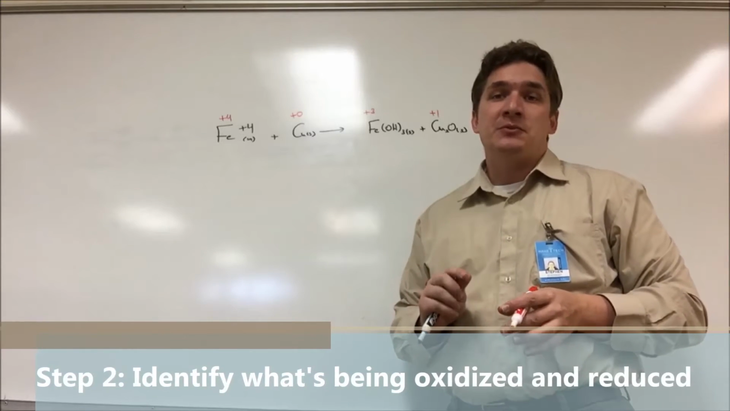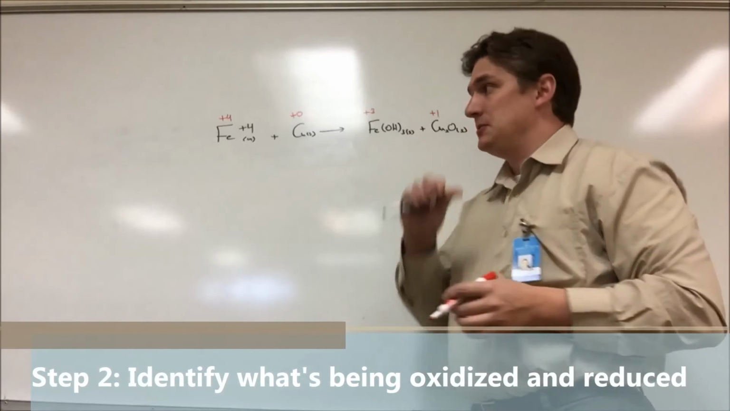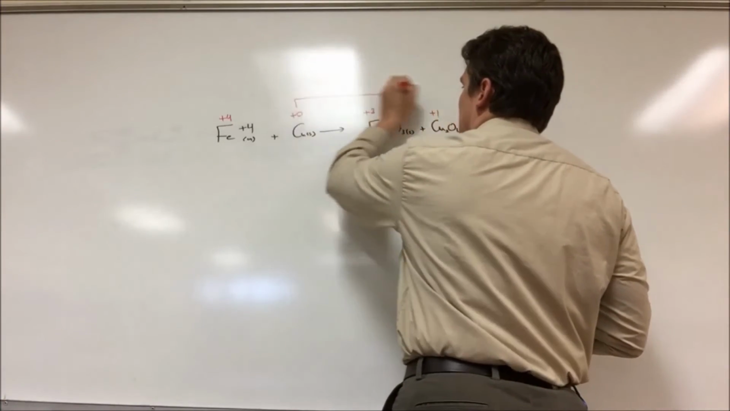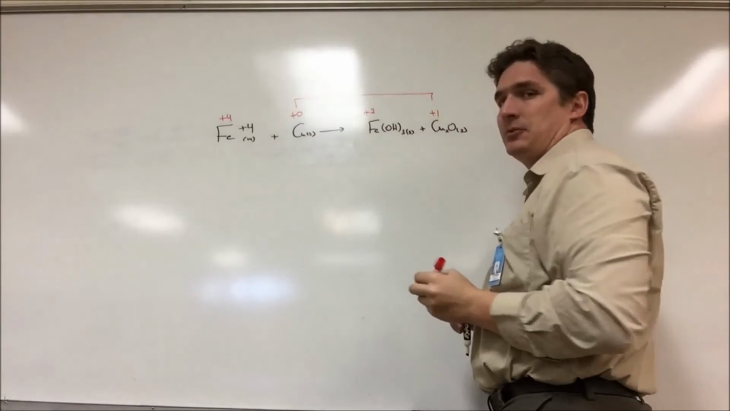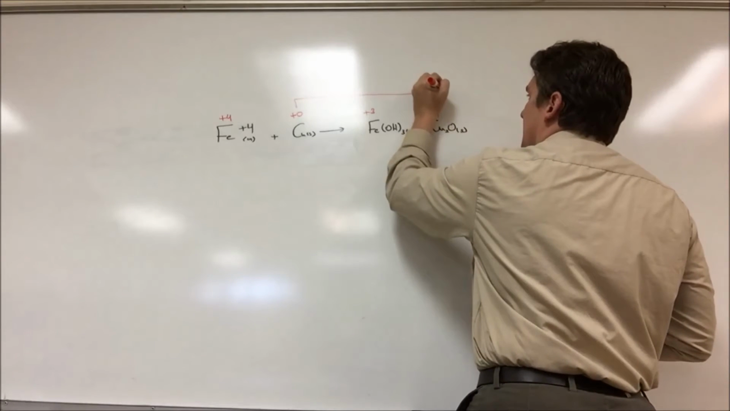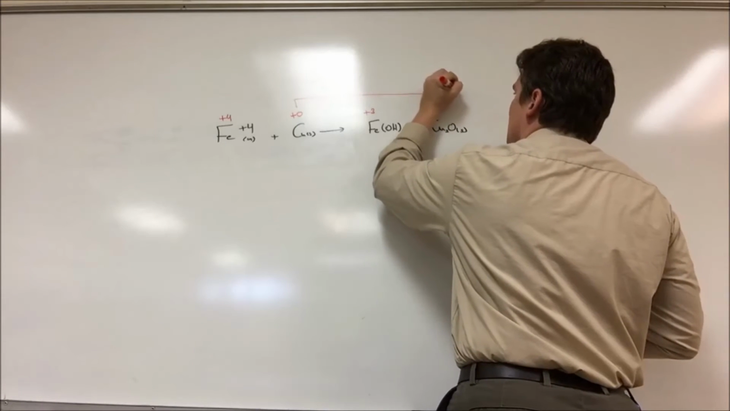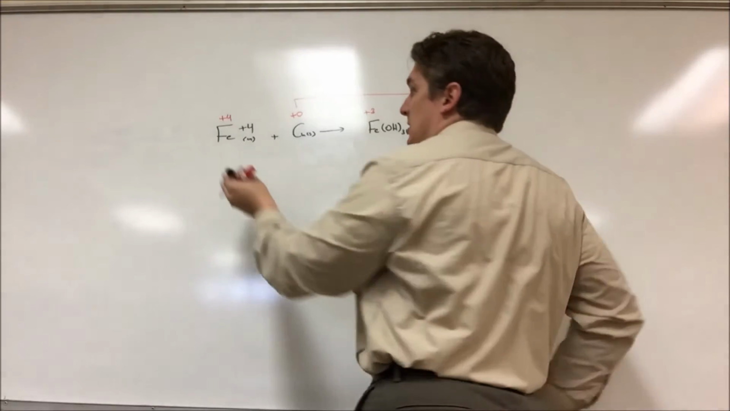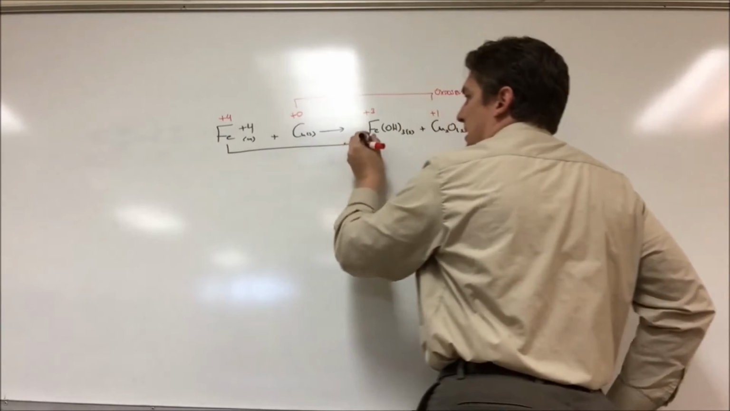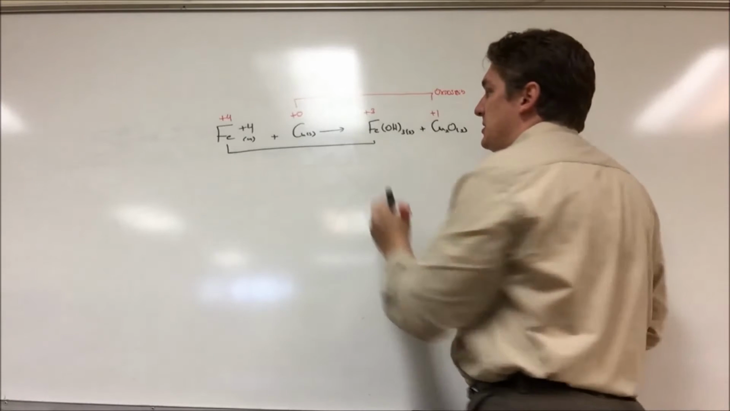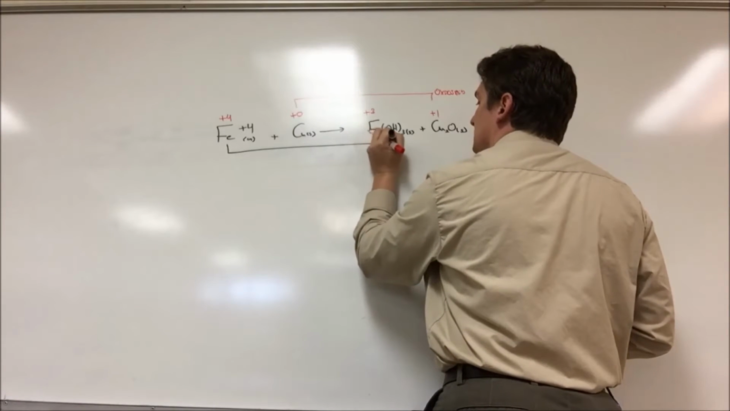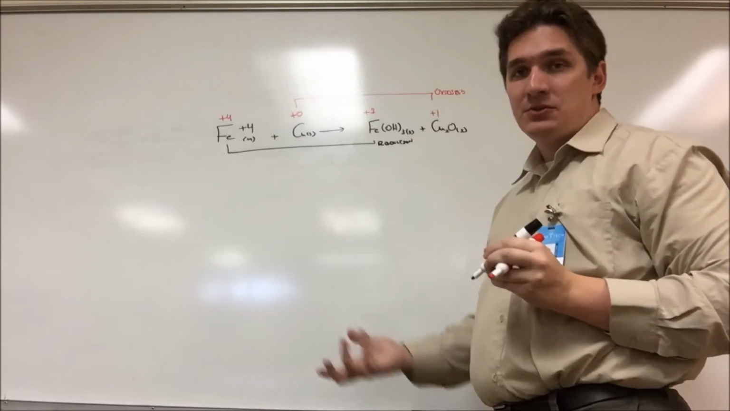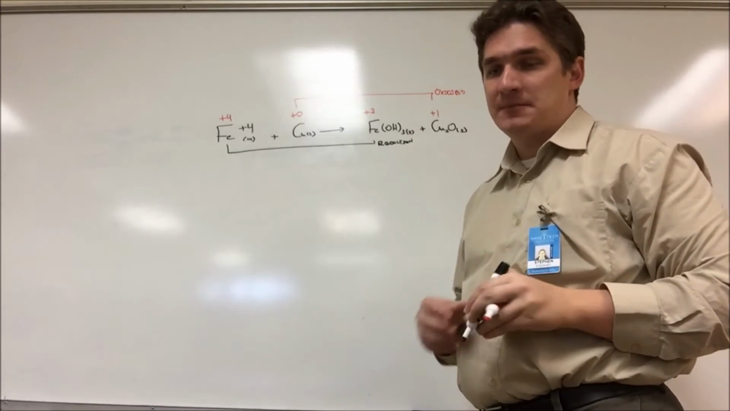Next thing we want to do is figure out who's being oxidized and who's being reduced. In this case, we have copper going from 0 to +1, so copper is being oxidized. And if we have something being oxidized, we have to have something being reduced. So we've got iron going from +4 to +3, so this is our reduction reaction. Again, remember, oxidation is losing electrons, reduction is gaining electrons.